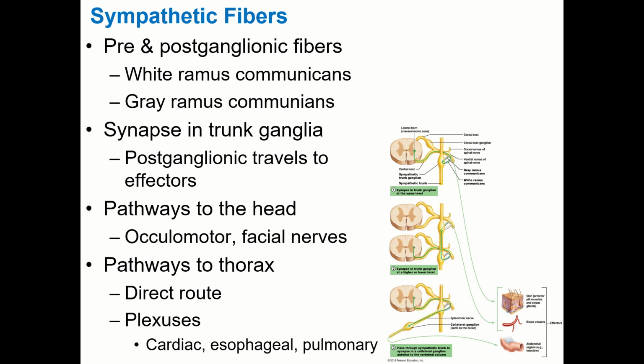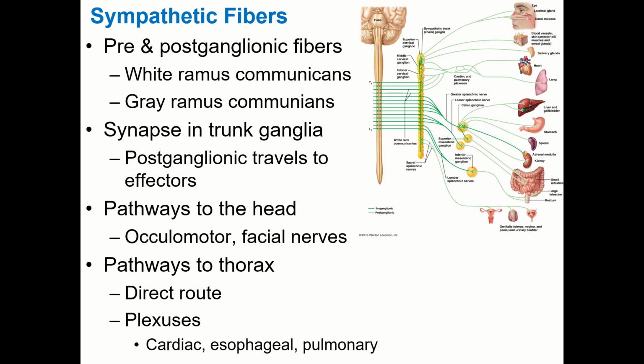In terms of pathways to the thorax, there are some obviously direct routes, because again, the sympathetic neurons are at every level of the spinal cord and in the thorax. So there's a direct route, and I think I have a picture of that here. There we go. So there's a direct route where they'll come out, they'll synapse, and then they'll go straight through to the heart through the plexus, right? So you go through the cardiac plexus, get to the heart, or you can come out through here, go through the pulmonary plexus, and then go to the lungs to cause bronchodilation.